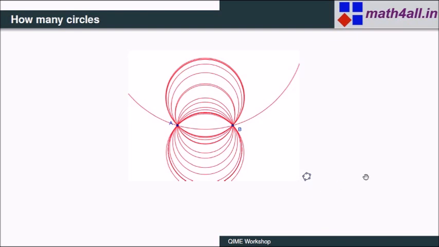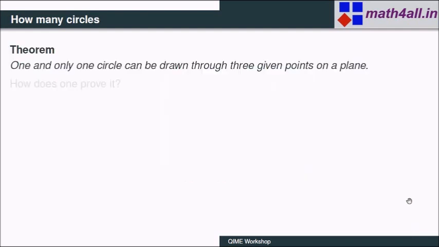So the next question that obviously comes is, how many circles can be drawn through 3 different points in a plane? One and only one circle can be drawn through 3 different points in a plane. So that is a theorem.